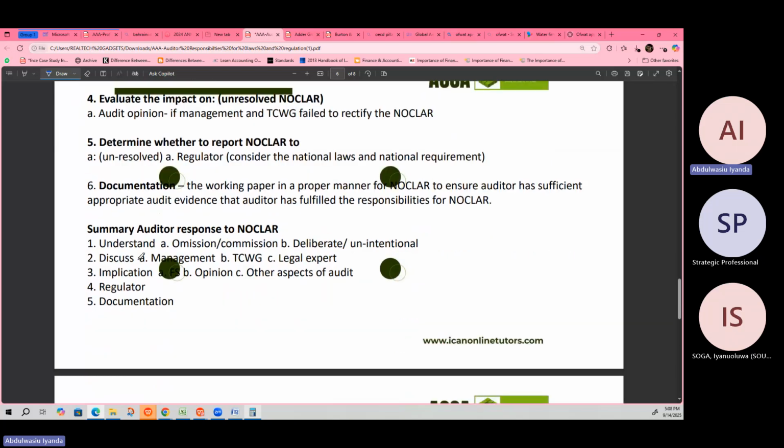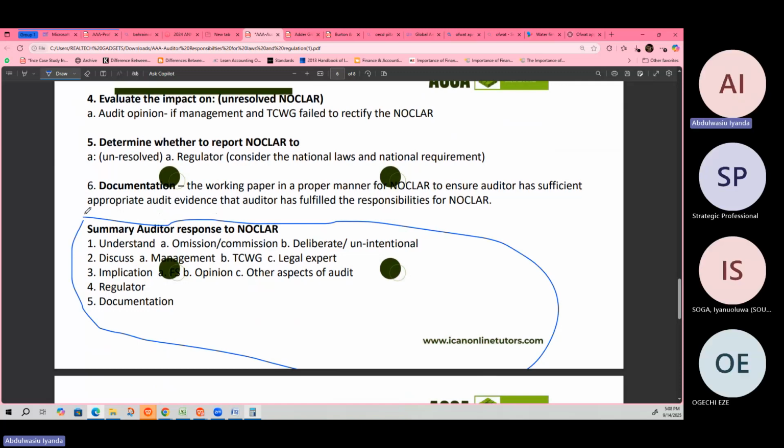So in the end product, it's just like a 5 tasks that you need to do as an auditor. Understand it, discuss the implication with the regulator, and then you need to document as well.